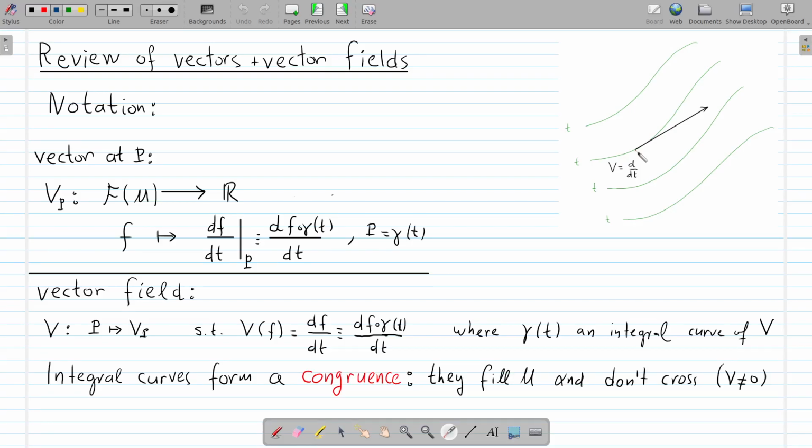Integral curves of vector fields form a congruence of curves. They fill M and they don't cross. Every point on the manifold M has one and only one such curve going through it.